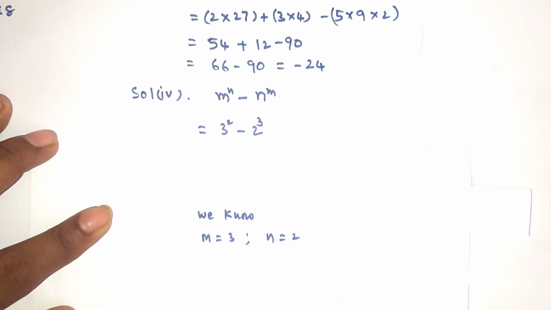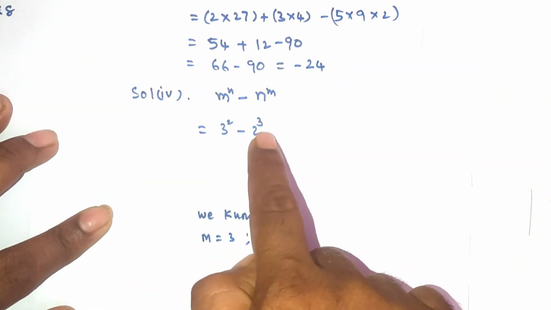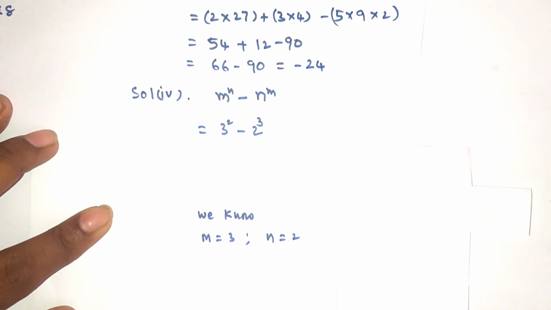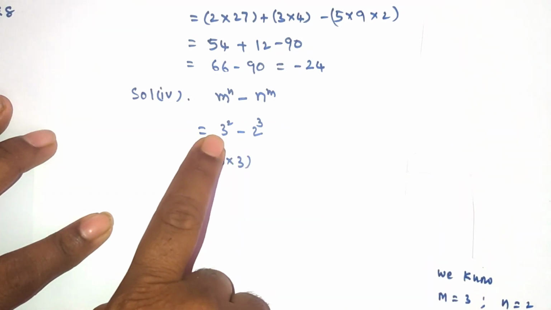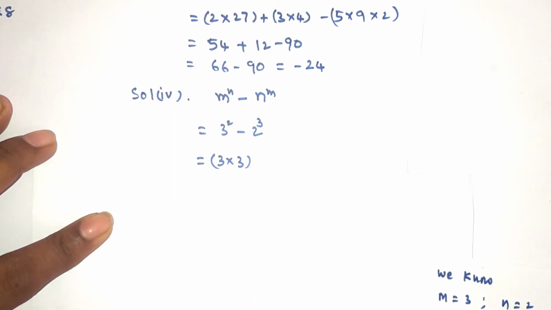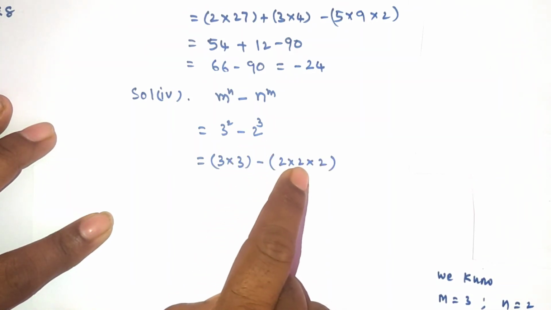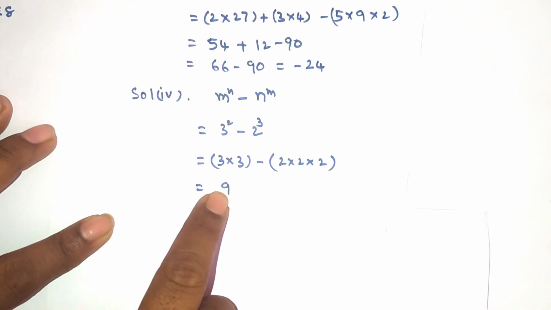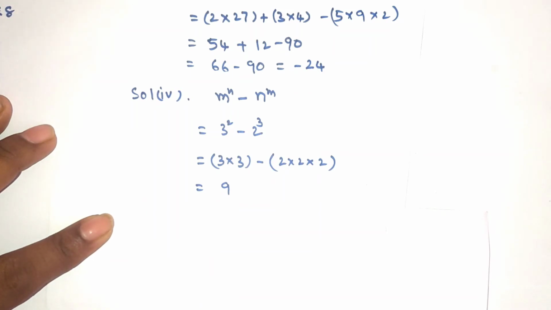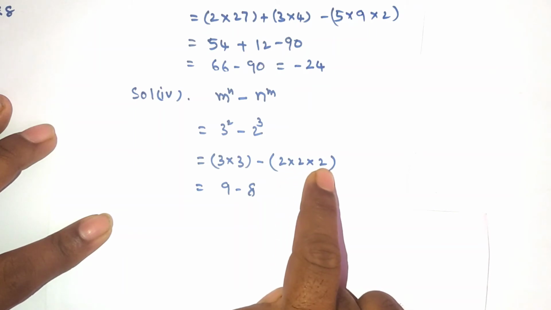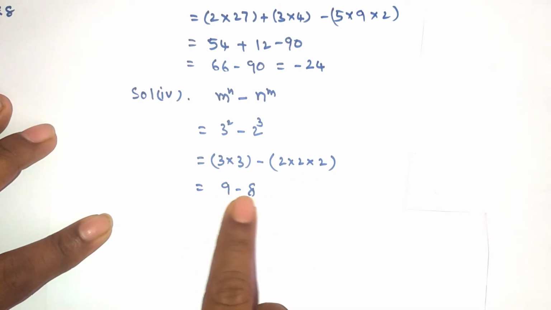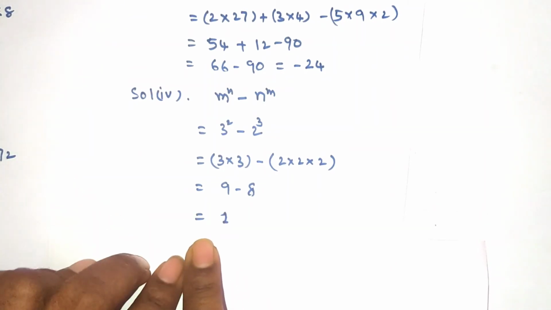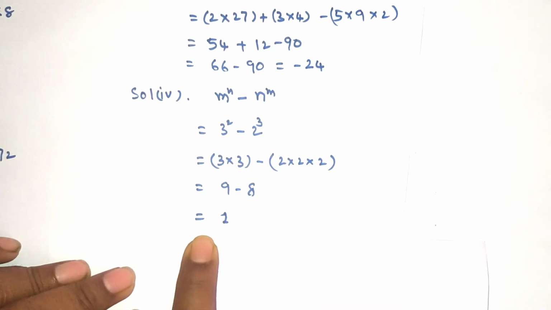In the same way, we replaced here also. 3 square is equal to 3 into 3. 2 cube is equal to 2 into 2 into 2. 3 into 3 is equal to 9, so we have written 9 here. 2 into 2, 4. 4 into 2, 8. So we have written 8 here. 9 minus 8 is equal to 1. So we got final answer 1. So the answer for the fourth problem is 1.